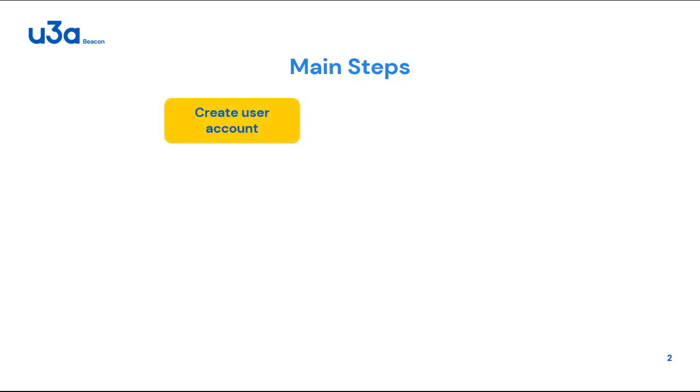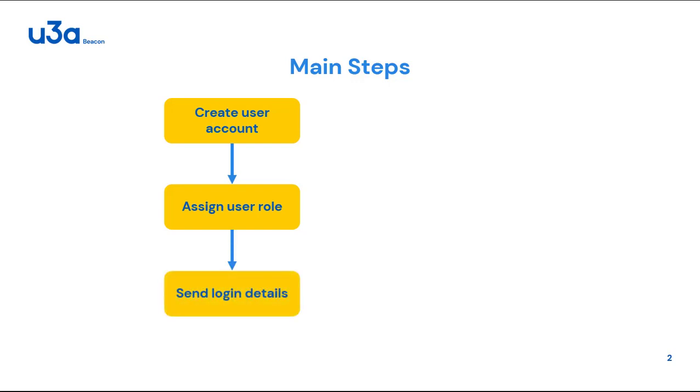You begin by creating a user account on Beacon for the new user. Then you assign the user a role. Beacon comes with some standard roles that assign different levels of access to the user. In most cases, one of these will be just what you want. So you can then send the user their login details and you're done.